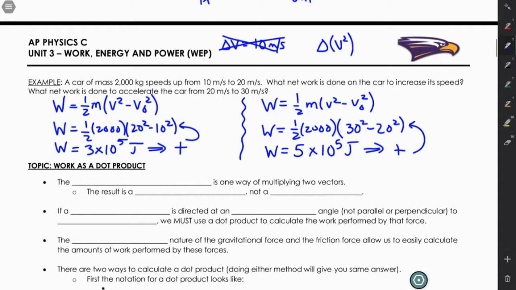Now, in the next video, we're going to add a little bit more calculus into this. We're going to talk about the dot product and how work behaves in this dot product manner. But that's going to be our next video, and then we'll do a little bit of variable forces after that.